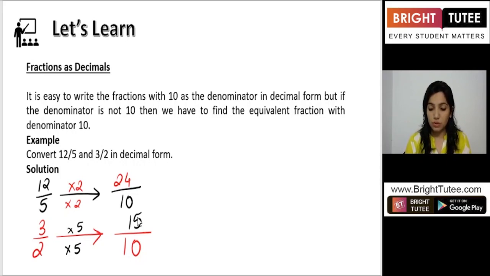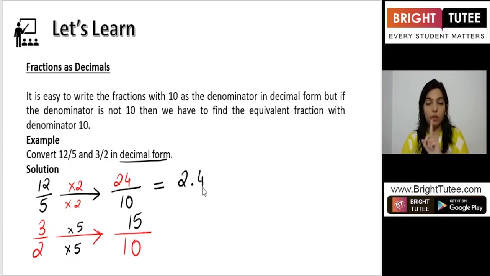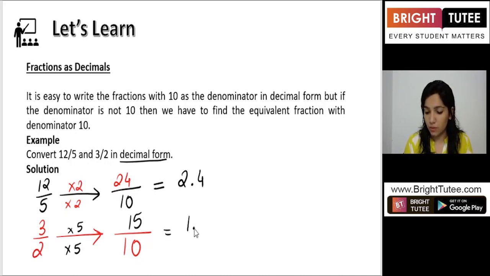Now, because we need to convert these fractions to decimal form, how can we write 24 over 10? On dividing 24 by 10, the answer is 2.4. Because after the decimal point, we just need a single digit since we are dividing by 10. Similarly, 15 over 10 is 1.5. Is this clear? The number of zeros that you see in the denominator, you need that many digits after the decimal point.